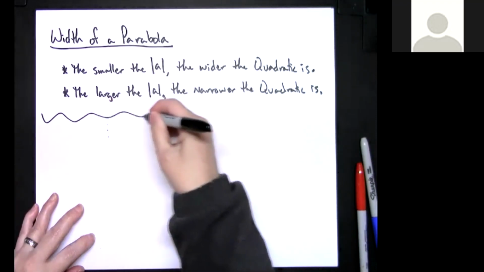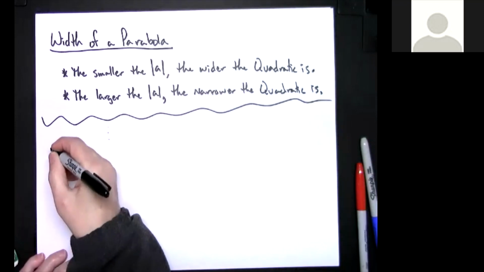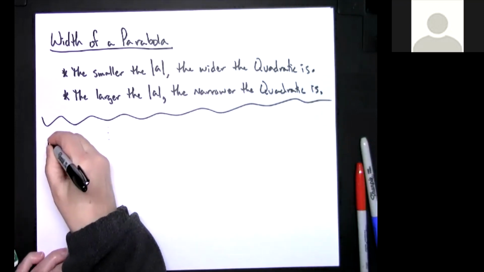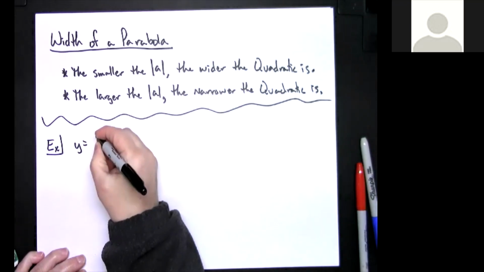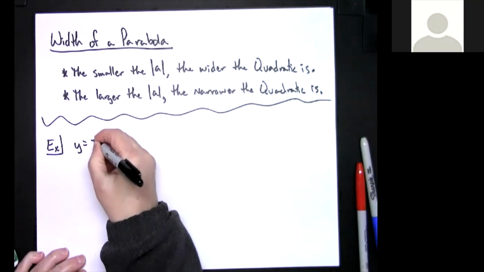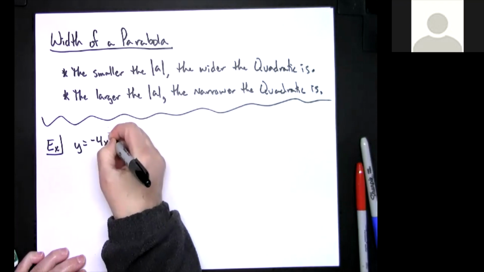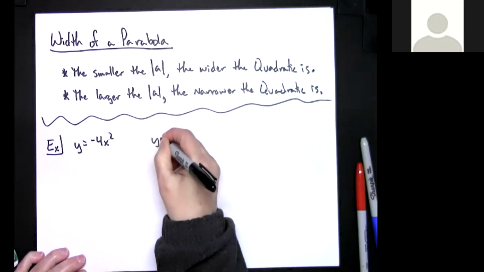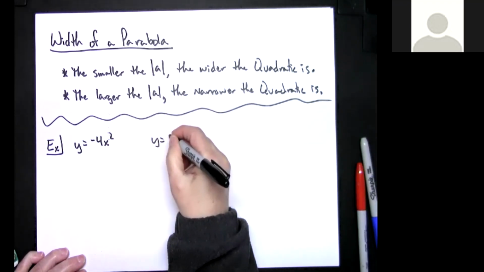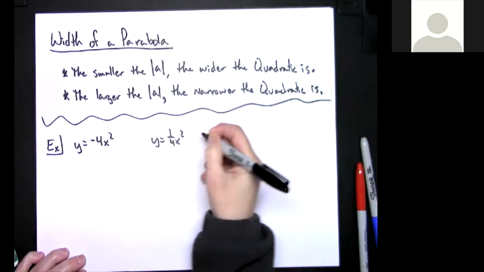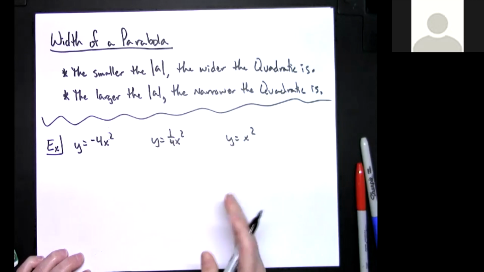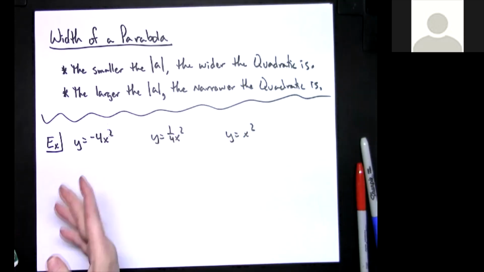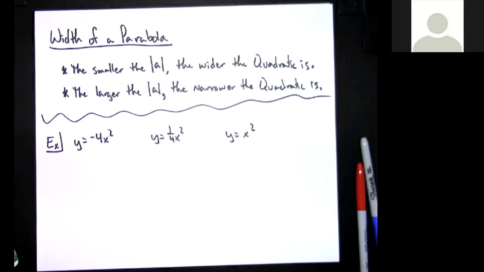So if I were to do that and just take a look at some, okay, maybe they give me, say, y equals, I don't know, negative 4x squared, and then maybe they give me y equals 1/4 x squared, and then they give me y equals x squared. All right, put this in order, all right, from narrowest to widest, okay?